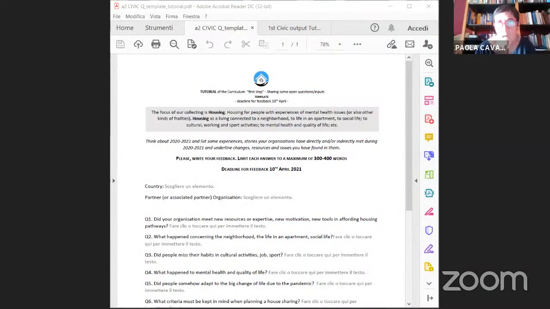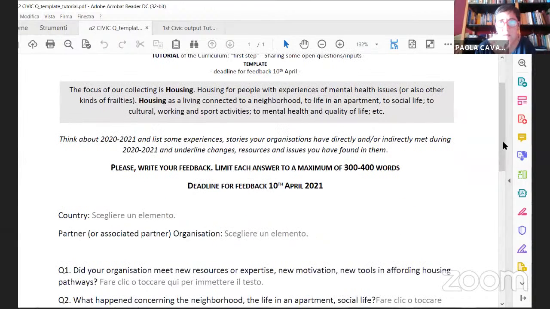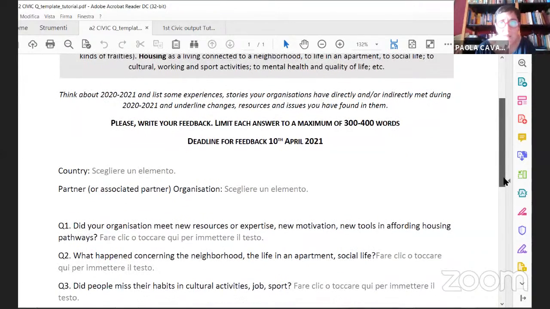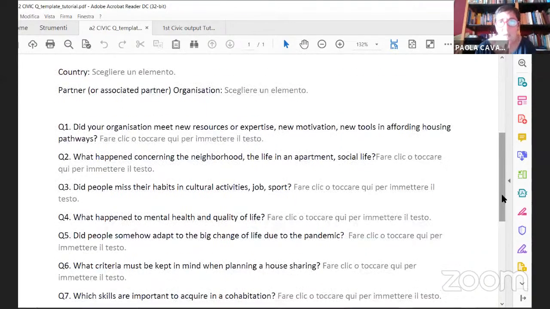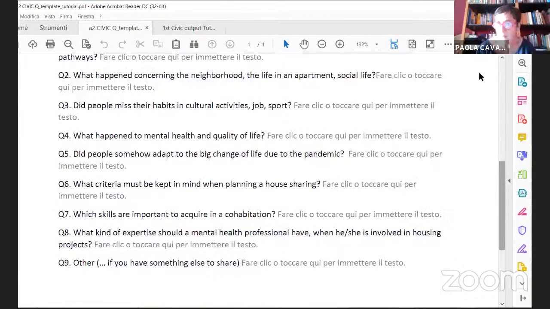Okay, this is the questionnaire. I think that most of you know it. If you remember, there was some information about country and organizations, and then there are 9 questions on housing and the particular period we were living, the pandemic. Okay, I received 17 forms filled in, and I've tried to analyze the answers.